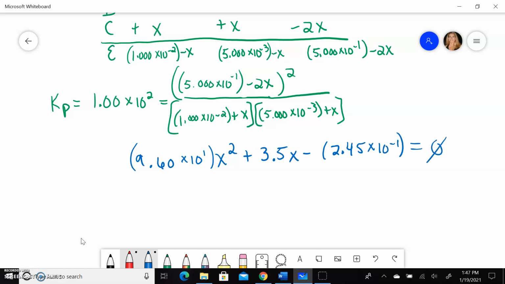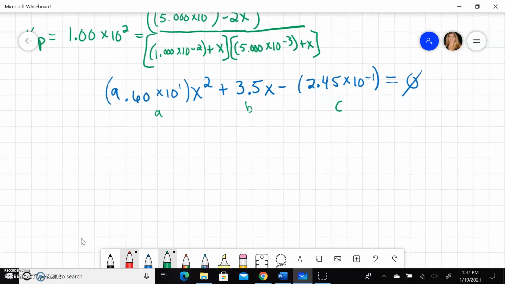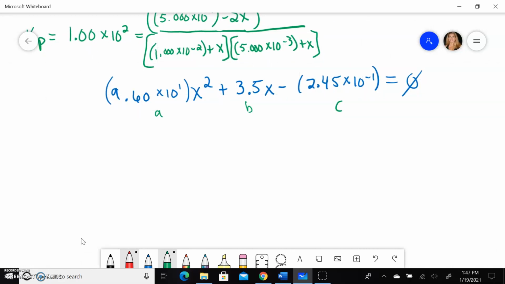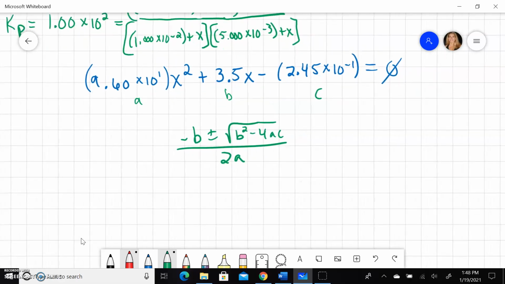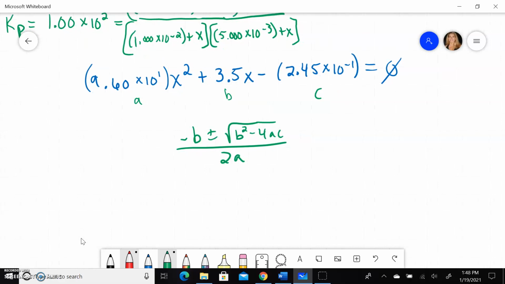Don't forget to set it equal to 0. And now you can see that we have our a, this is going to be b, and this is going to be c. So plug it into the quadratic formula, just in case you forgot what it is. And again, you're going to get two different amounts, because once you're going to solve it with the plus sign on the top, and then another time you'll solve it with the negative on the top. And if you solve this correctly, you should end up with two values for x.